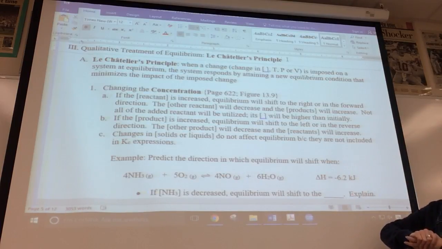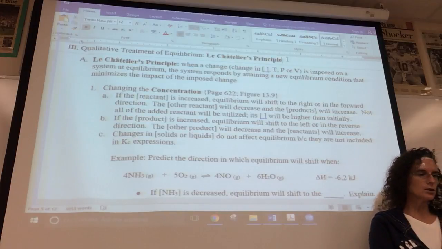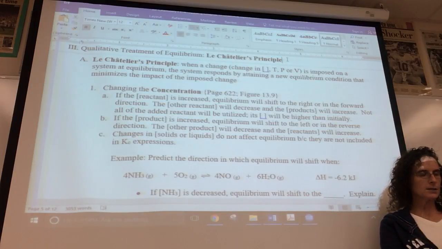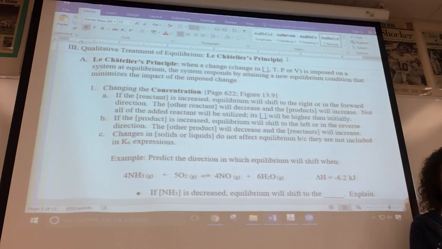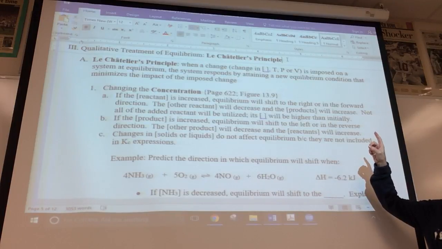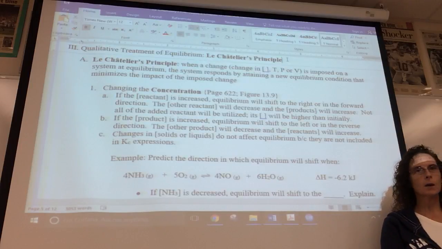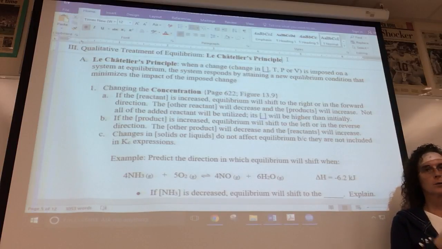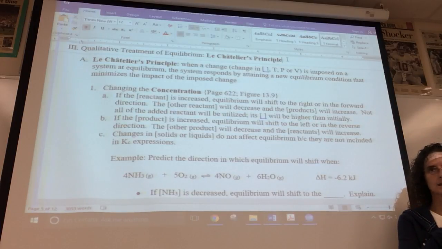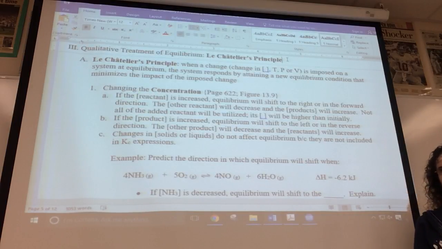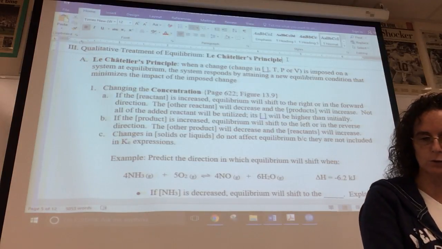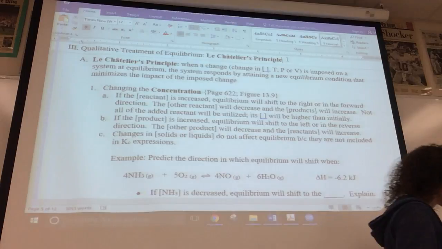So Le Chatelier's principle. This says when a change, and you can have a change in concentration, temperature, pressure, or volume, is imposed on a system that is at equilibrium, the system will respond in such a way to attain a new equilibrium that's going to minimize whatever it is that you changed. So for example, if you increase the concentration of reactants, equilibrium is going to shift in the forward direction in an effort to use some of those reactant or reactants up. That's what it is.